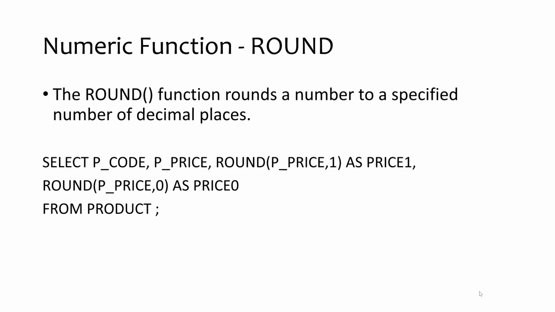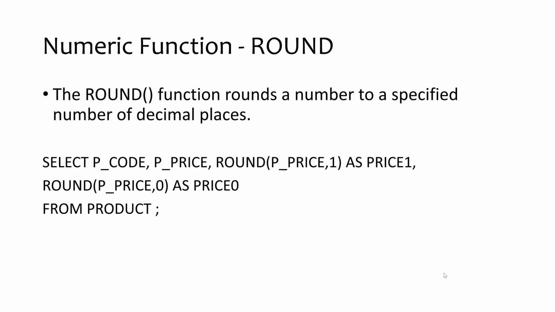In this example: select p_code, p_price, round(p_price, 1) as price1, round(p_price, 0) as price0 from product. Note that in the first one I wrote p_price, 1. I'm rounding to one decimal place. In the second, I am only rounding the integer part. There is no decimal part. 0 means there is no decimal part and the integer part is rounded. That is the meaning of round(p_price, 0).